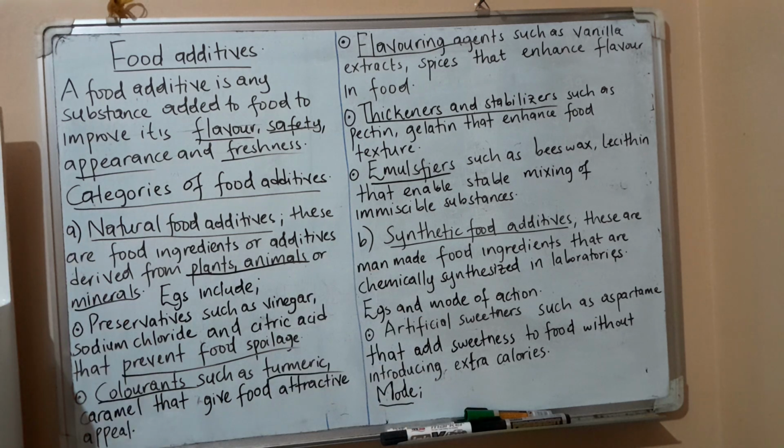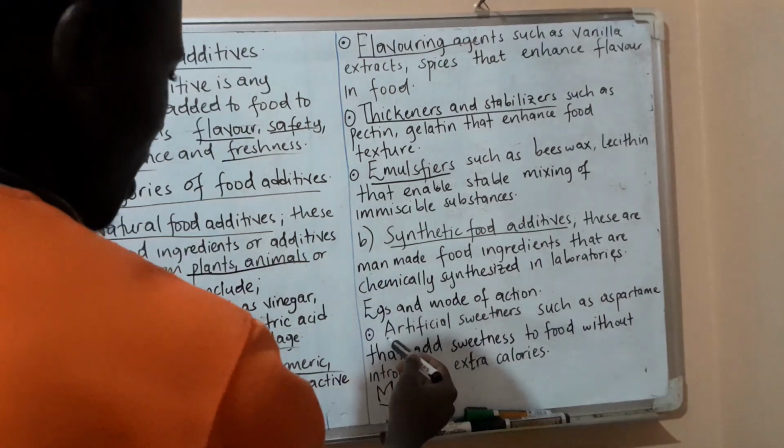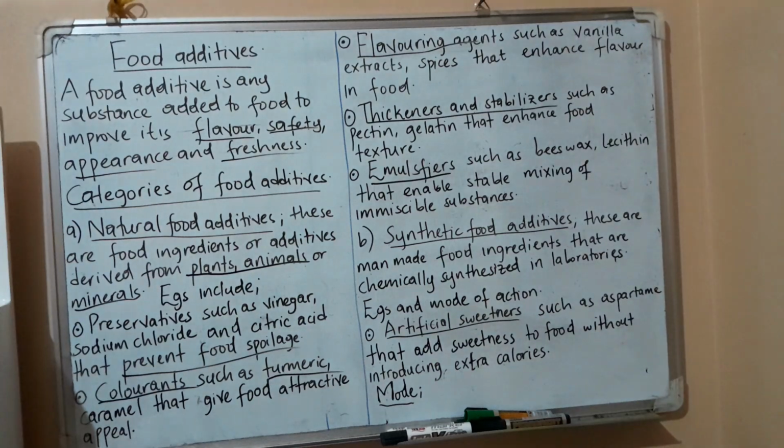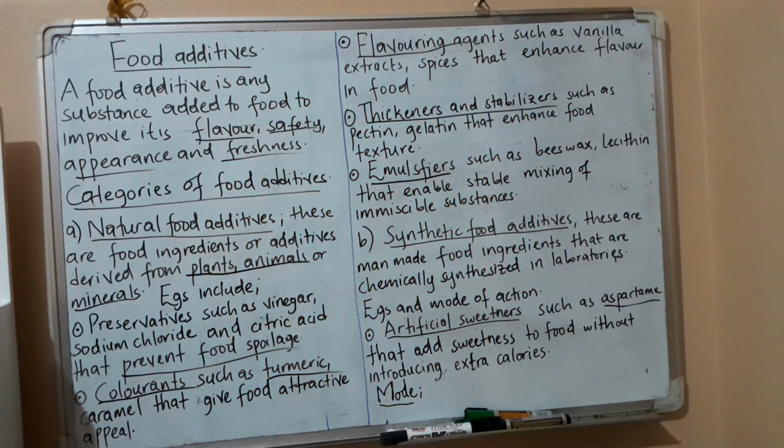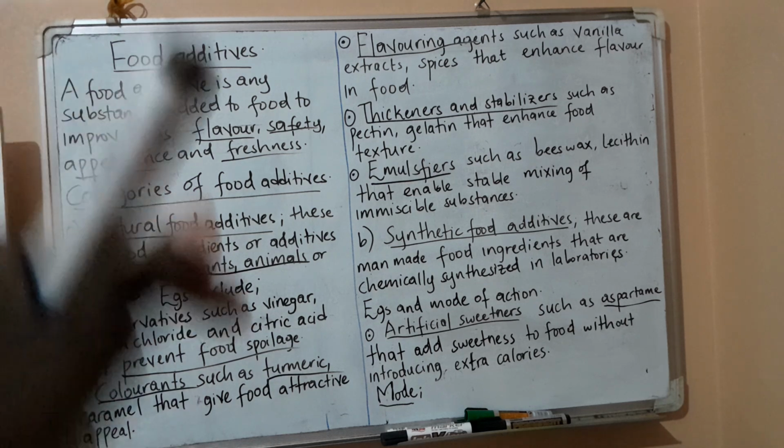Still, we are going to give examples of these synthetic food additives and also see their mode of action. So the first example is artificial sweeteners. I don't know whether you've ever heard of artificial sugar that is not extracted from sugar cane. That sugar is aspartame. The function of aspartame is to add sweetness to food without introducing extra calories. So therefore it is an artificial sweetener. It is not extracted from sugar cane. We are also going to see the mode of action of the artificial sweeteners.